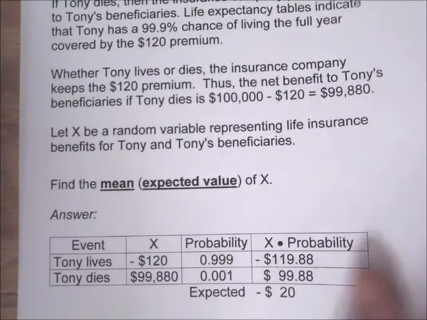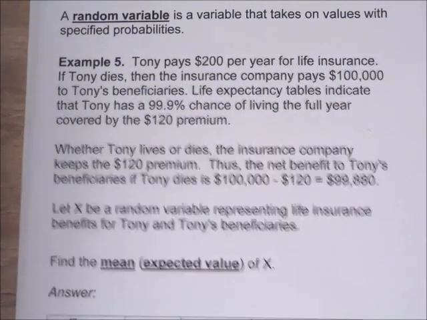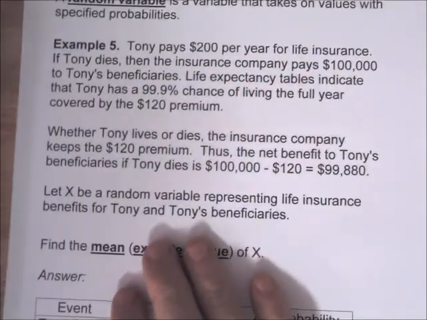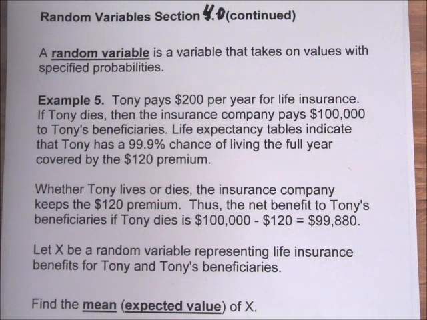And here's another example, also involving money. I put the two money examples on the same video. Tony pays $120 per year for life insurance. If Tony dies, then the insurance company pays $100,000 to Tony's beneficiaries.